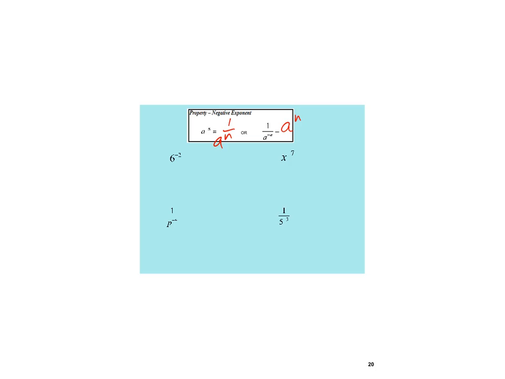So 6 to the negative 2 would be 1 over 6 squared, or 1 over 36. X to the negative 7 would be 1 over x to the 7th. Okay, 1 over p to the negative 4, again, that would be this one. So that would just be p to the 4th. Okay, you could say over 1, but you don't have to. 1 over 5 to the negative 3rd would just be 5 to the 3rd. Again, the idea there is that the negative exponent just brings it to the other side of the fraction bar.